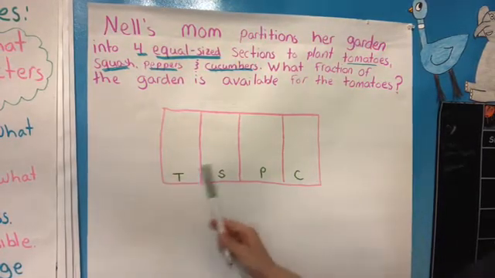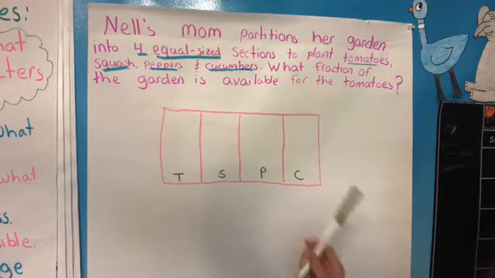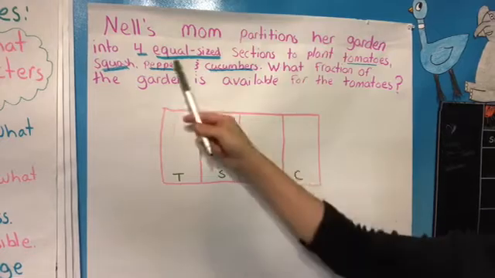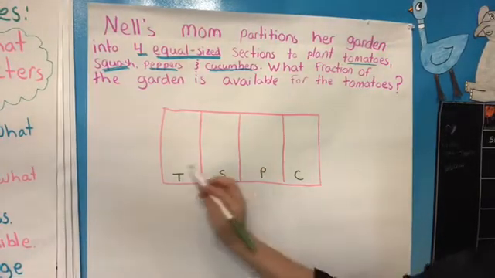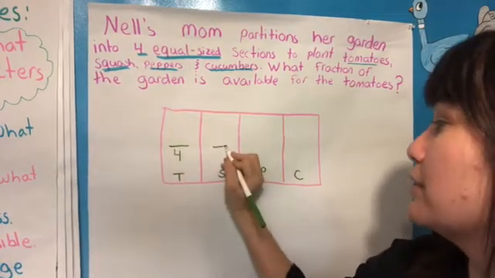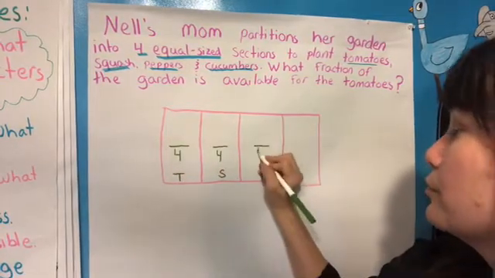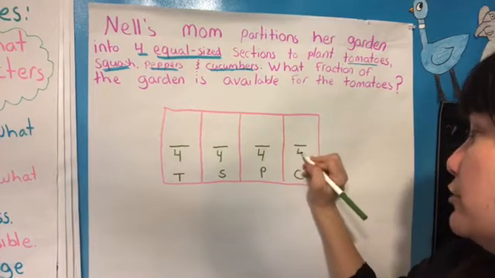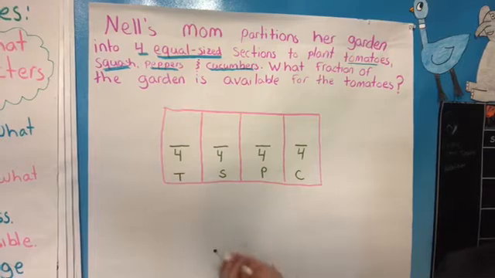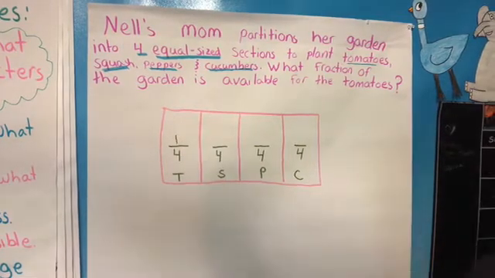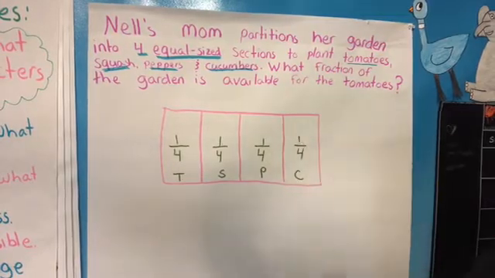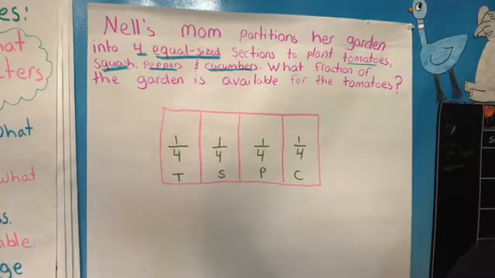I am now going to write a fraction that represents each of these pieces of the whole. So I know there's 1, 2, 3, 4 pieces. The total number of pieces go on the bottom of the fraction. Now each of these boxes represents the portion of the garden that goes for the tomatoes. That's 1 portion goes for the tomatoes, 1 for the squash, 1 for the peppers, and 1 for the cucumbers. I've now solved my problem.